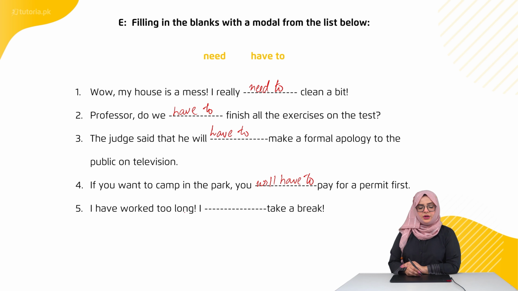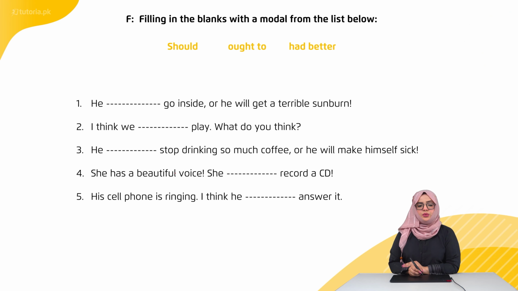Fifth is, I have worked too long. I blank take a break. I need to take a break. Let's move on to next exercise, which is filling in the blanks with the modal from the list below. Again, we have different modal verbs. First is should, second is ought to, and then had better.